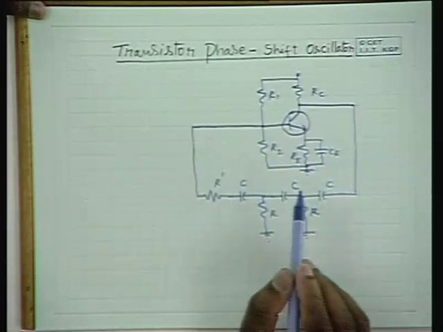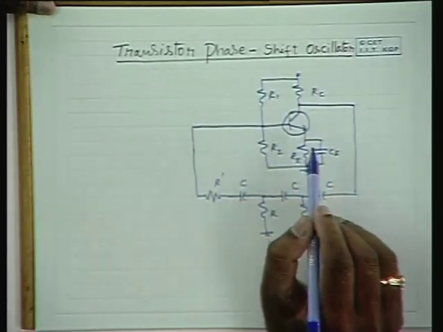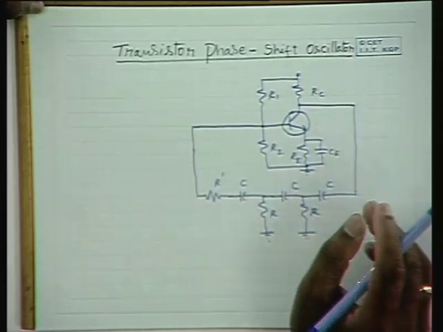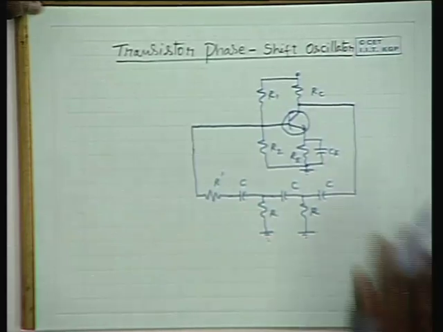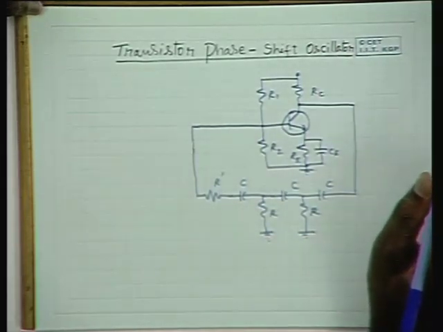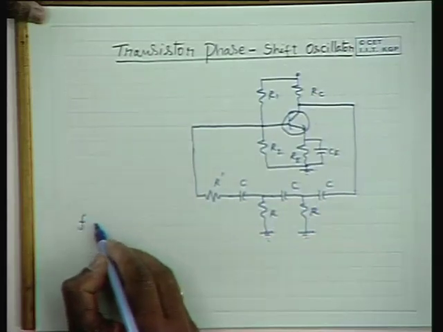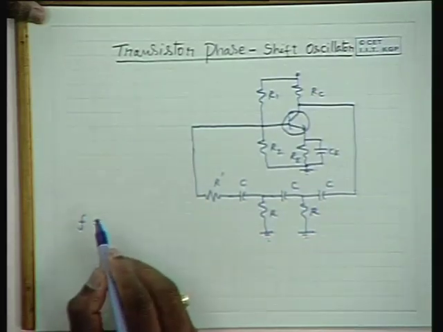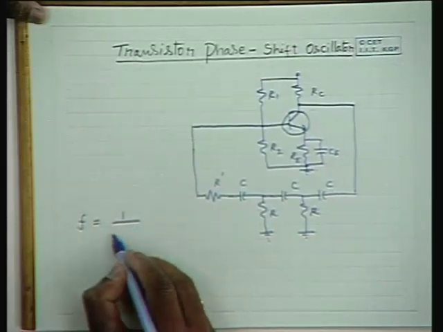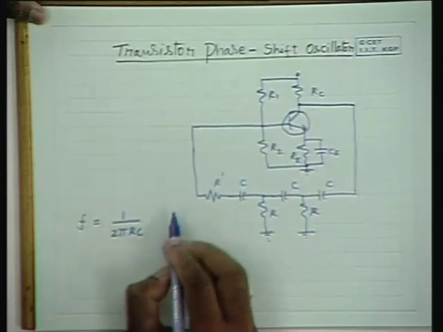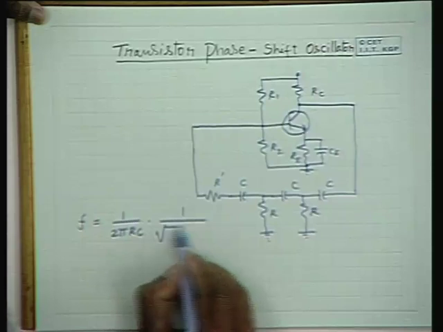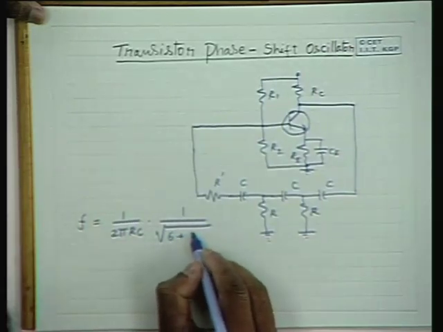Now, if this circuit is analyzed, we can arrive at an expression by applying the Barkhausen criterion. That is, the loop gain should have a magnitude of unity and a phase of 180 degrees, or 180 degrees plus a multiple of 360 degrees, since the amplifier itself contributes 180 degrees of phase shift because of negative gain. With that analysis, we can find the frequency of operation as 1 by 2 pi RC into 1 by square root of 6 plus 4 RC by R.